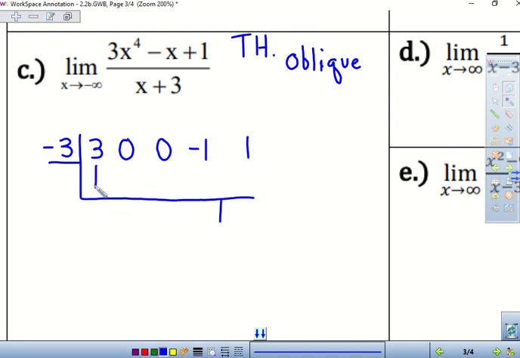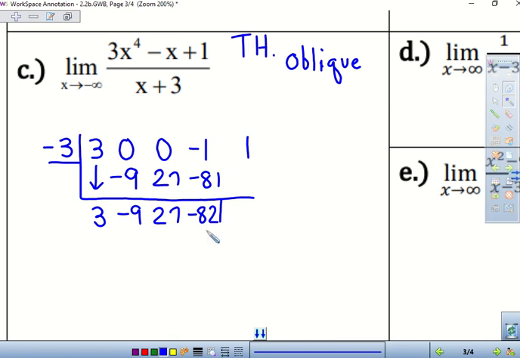Now you bring down the first number, and you multiply this number by what's on the outside. Negative 3 times 3 is? Negative 9. Then you combine 0 minus 9 is? Negative 9. Negative 9 times negative 3? 27. 0 plus 27? 27. Good. 27 times negative 3? Negative 81 plus negative 1? -82. Good. And then the last one?